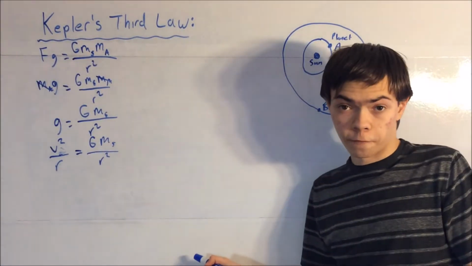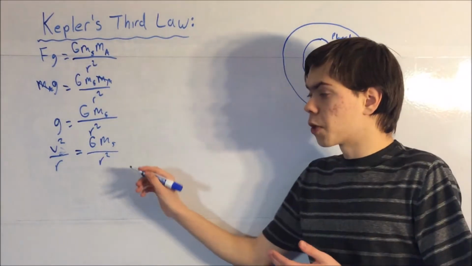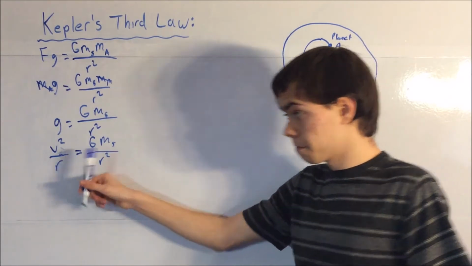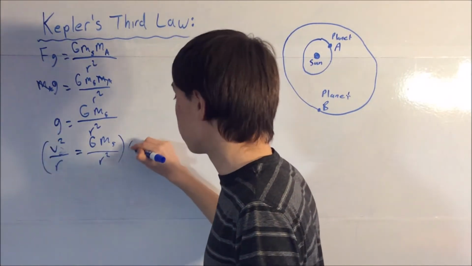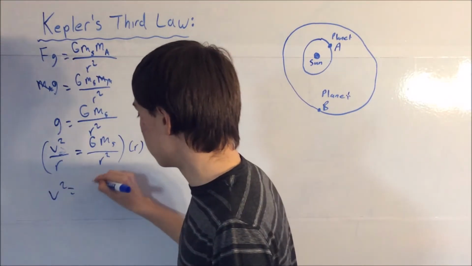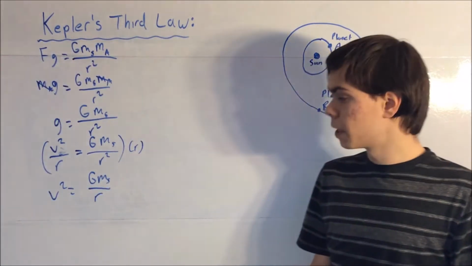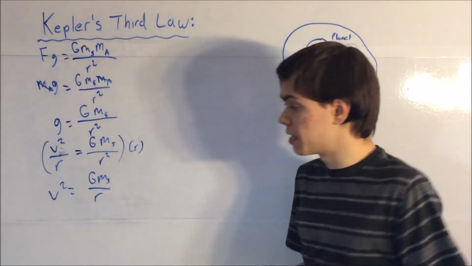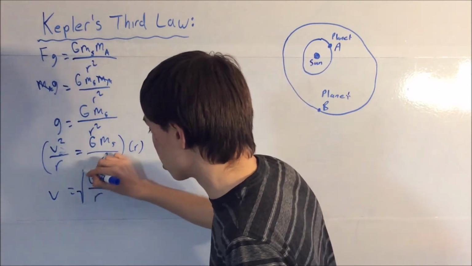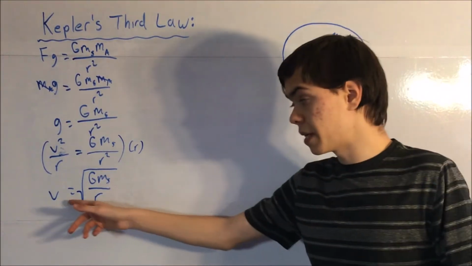Now, we can solve for v as well. Why don't we just solve for v, right? So how do we do that? Well, we can multiply by r on both sides to get rid of the r on this side. See that? So I'm multiplying by r on both sides of the equation, and I get v squared is equal to G ms over r. And then we solve for v by taking the square root of both sides. And since circular speed is always positive, it's just the positive square root of that. All right, so this is just the circular speed of any planet.